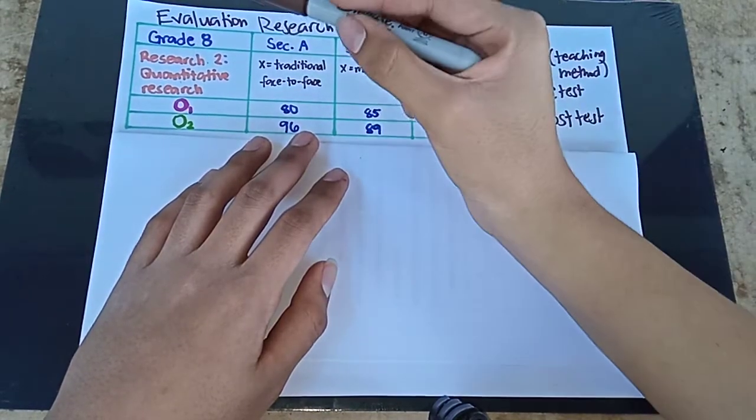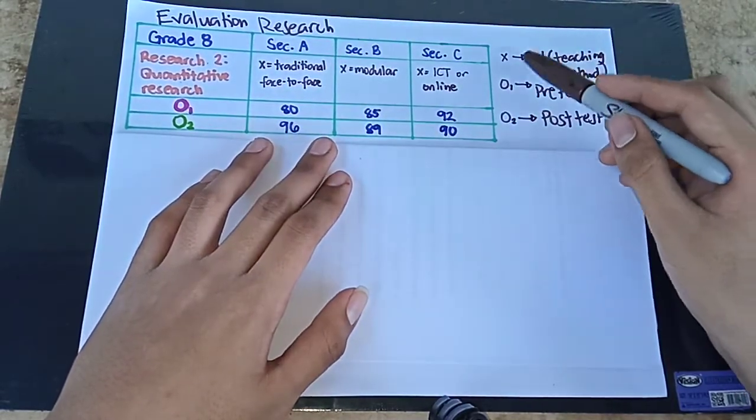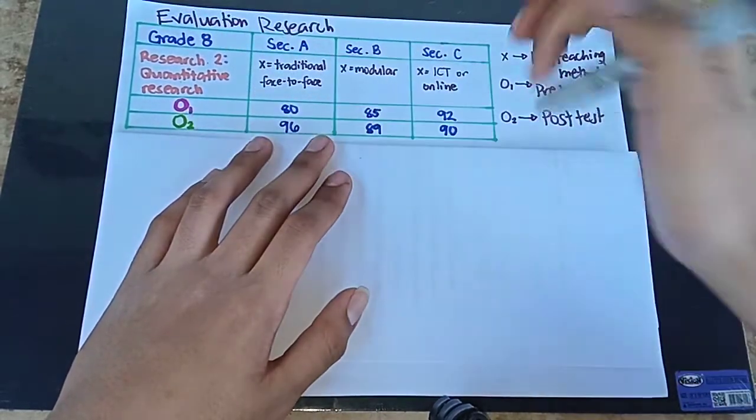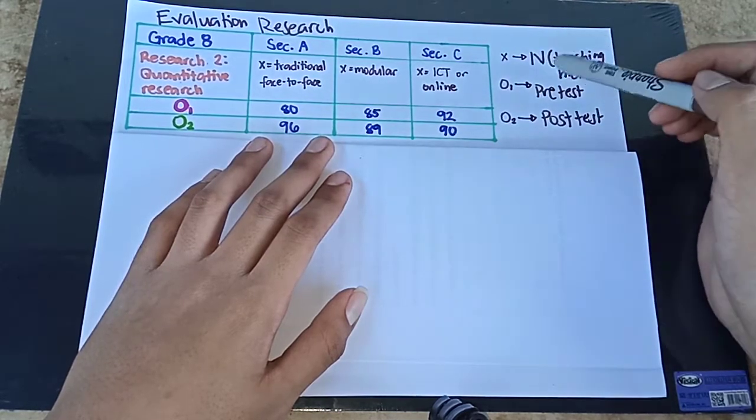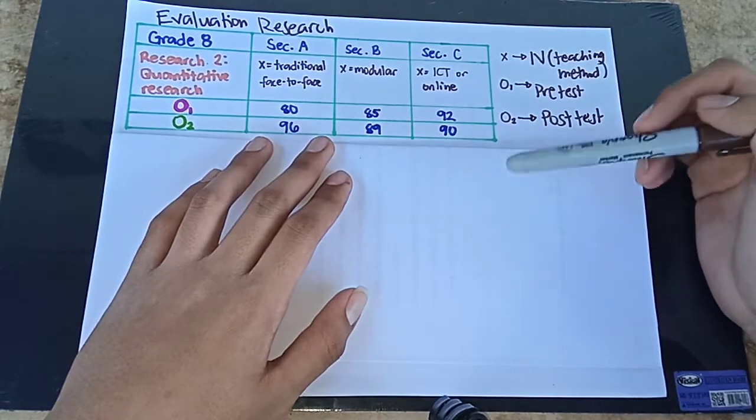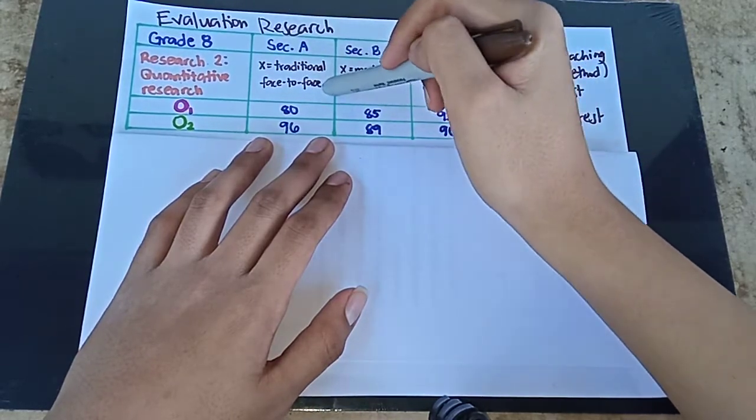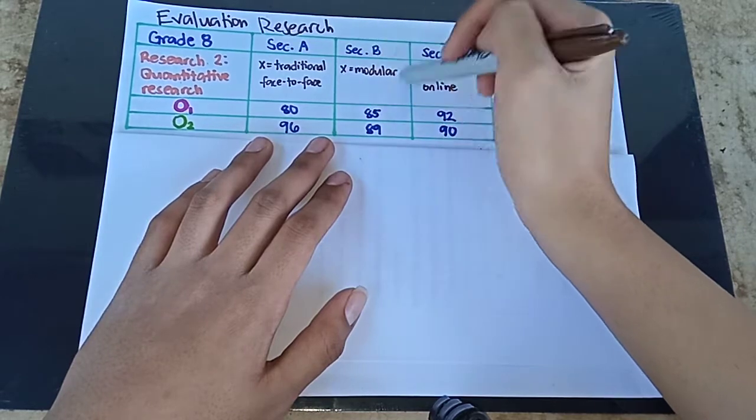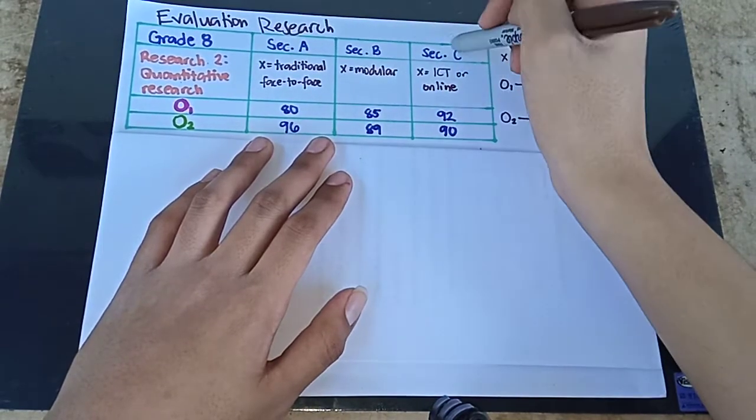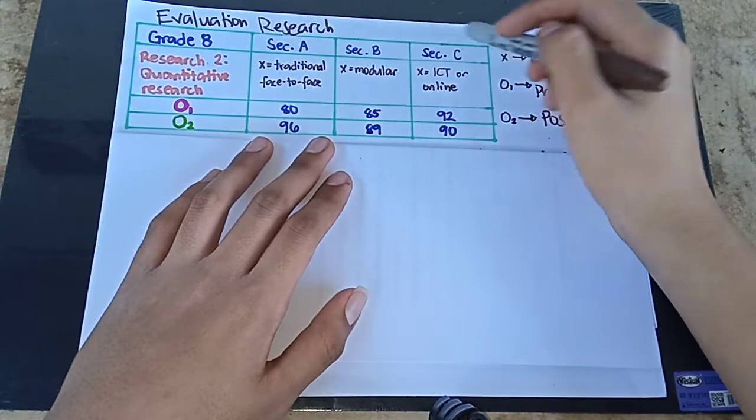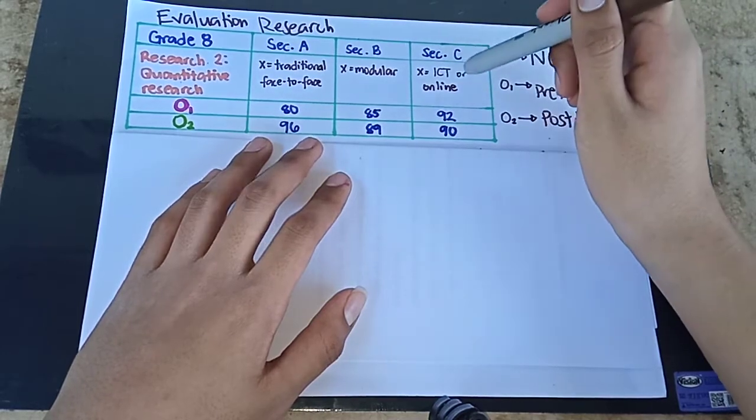By the way, what do we mean by the symbol X? X means that it is our independent variable. In this scenario, the independent variable would be the teaching method. So, it will be the variable that varies, the variable that will be manipulated. In Section A, they were subjected to the traditional face-to-face teaching method. The respondents in Section B were subjected to the modular teaching method, while the respondents in Section C were subjected to the ICT approach, or online.